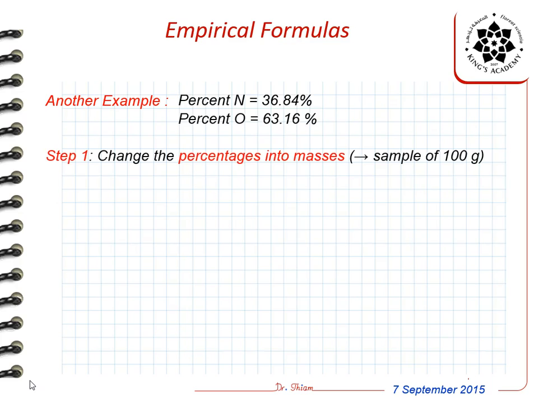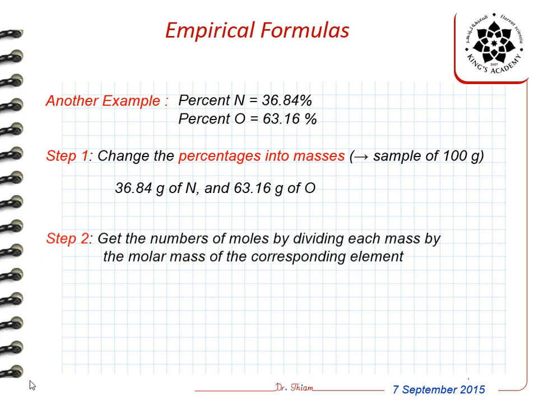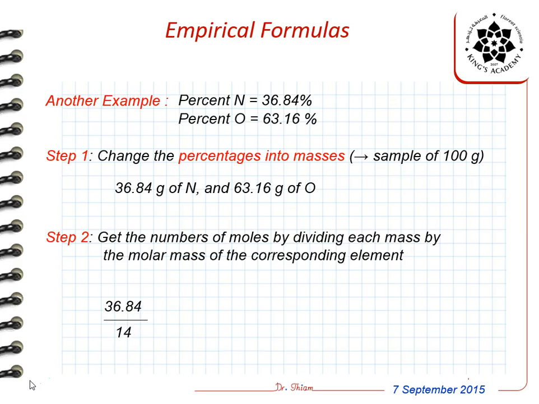Let's go ahead and just apply the rules that we learned in the previous slide. So we change the percentages into masses. Therefore, these are the masses of nitrogen and oxygen in that sample, in a sample of 100 grams, I should say. And then we should get the number of moles by dividing each mass by the molar mass of the corresponding element. So we get this for nitrogen and this for oxygen.